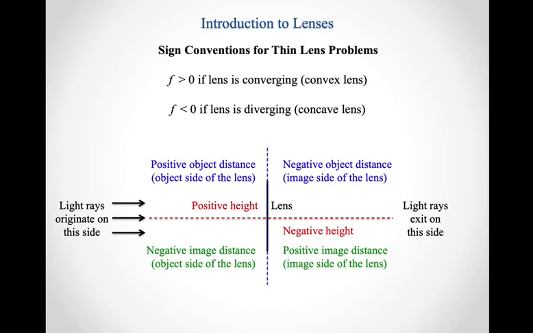For vertical distances, it's a little bit easier. So for our two heights, positive heights are simply heights above the principal axis. Negative heights are below the principal axis. And that's true for both the object and the image. So we don't have to sort of flip it around when we think about our heights the way we do when we think about the object and image distances.